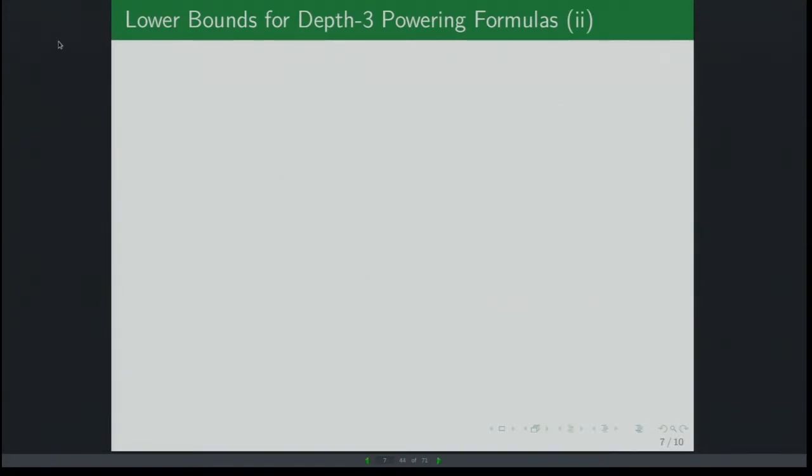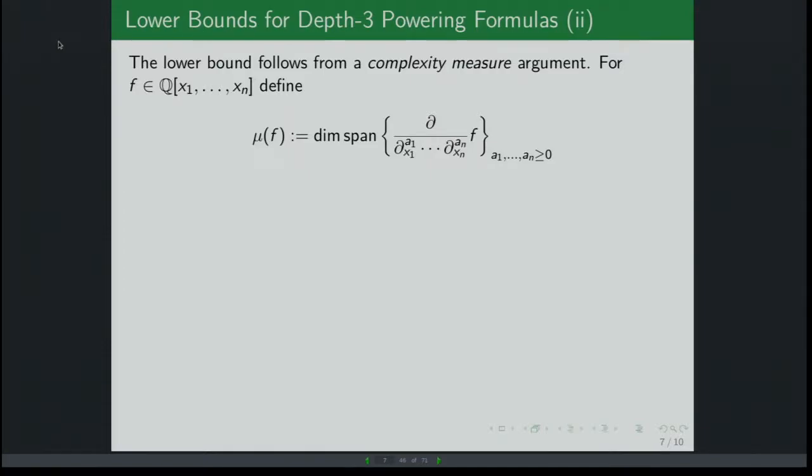All right, so here's how the lower bound goes. It's a sort of familiar path. It's something called a complexity measure. It's some measure that you can assign to any polynomial that roughly corresponds to how complicated it is. So what is the measure that we're interested in here? It's this partial derivative method. So you have a polynomial.